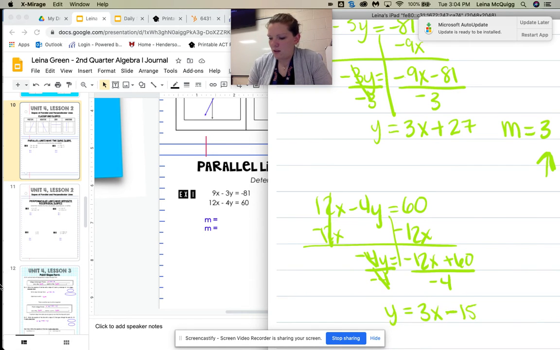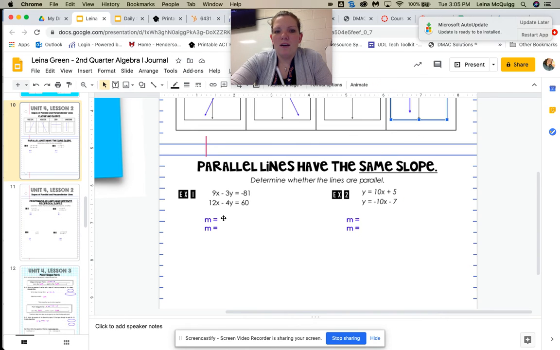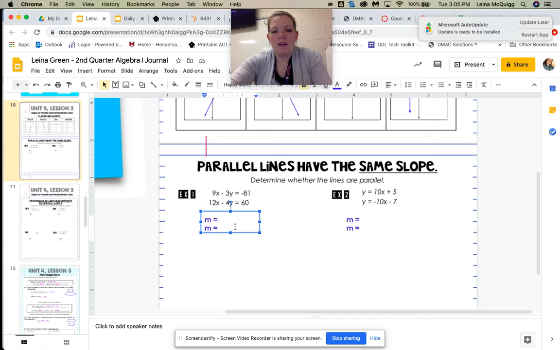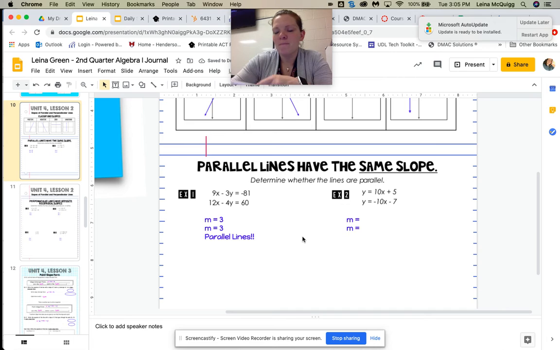Sorry, I got that slide. So my slope again is 3. Same slope. That means they're parallel. Okay, so over here, your slope is 3 for the first equation. It's 3 for the second equation. So we can say these are parallel lines. Okay, we have the same slope. They're parallel. All right, number 2.